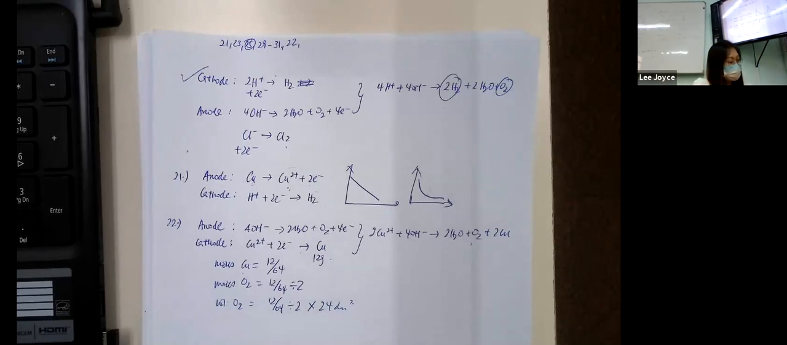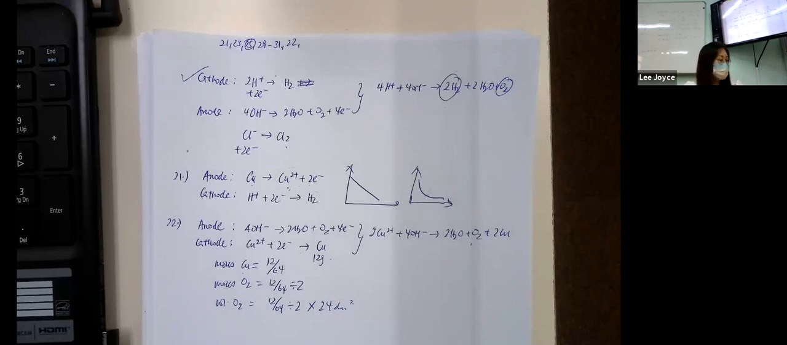Okay, let's move on to question 29. So for question 29, there was no decomposition product at the electrode. That's the main statement. The bulb lighted up. So if there's no decomposition product, it means that it must be in the simplest form, and therefore it must be an element. So it should be a metal element, and that's how we get mercury as the answer.